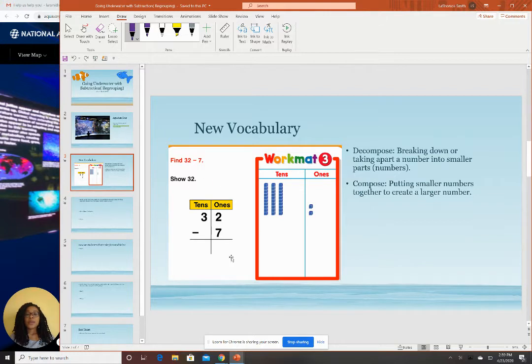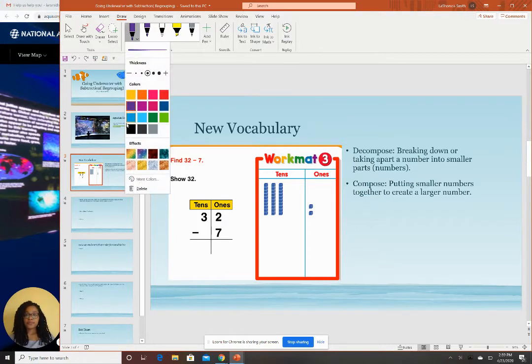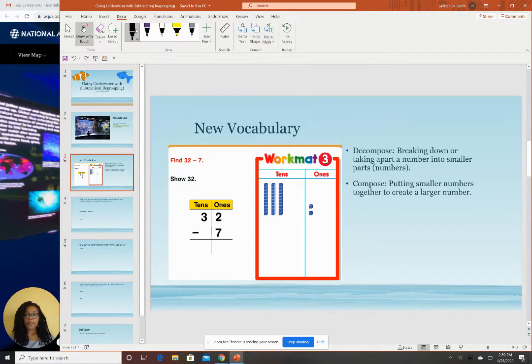So for example, we're going to look at this problem, 32 minus 7. And we see that they have 3 tens, which is 30, and 2 ones, which is 2. So that makes it 32. And when we subtract the number 7, we look at the bottom and we know that we cannot take 7 away from 2. So we're going to decompose a 10 from the 30.